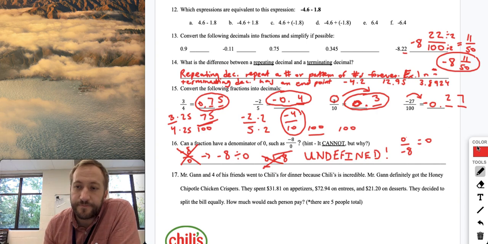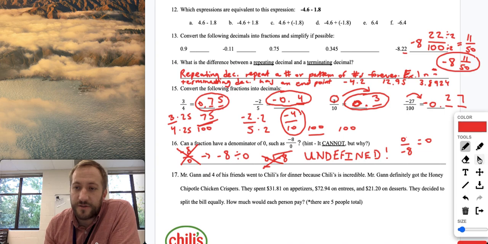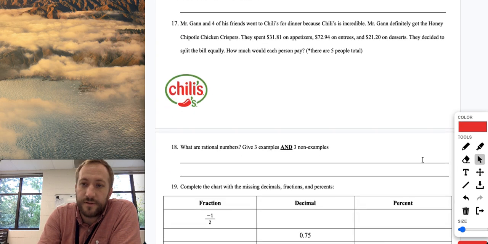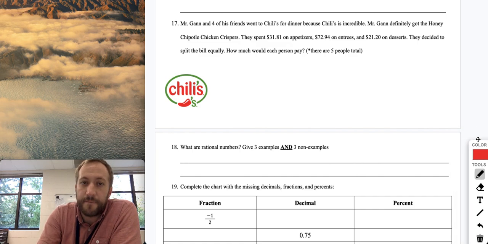Let's look at the next one. Scroll down just a little bit so we have plenty of room. Give that an erase. There we go. Let's see. Back to the pen. There we go. Let's look at this.